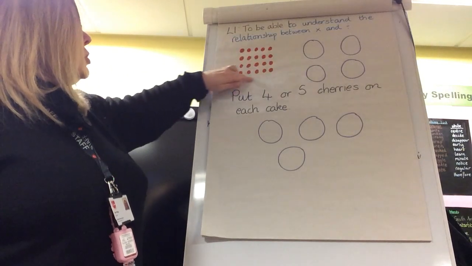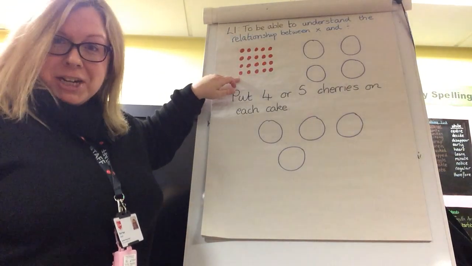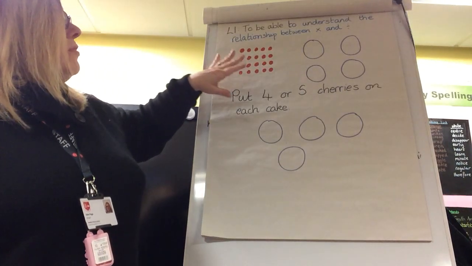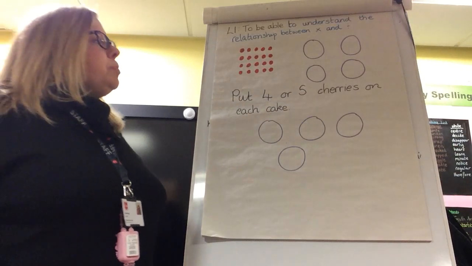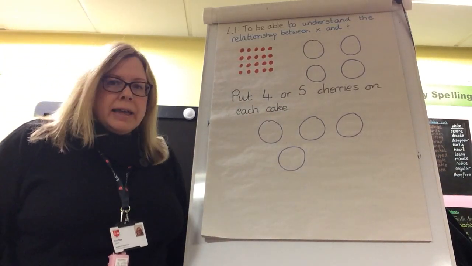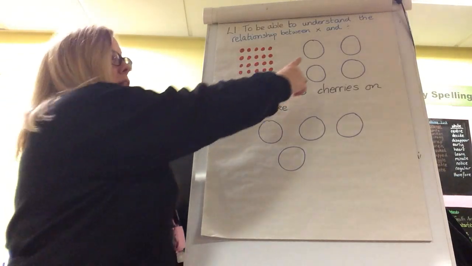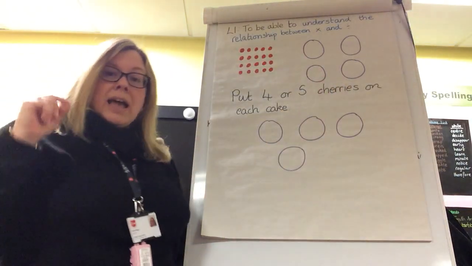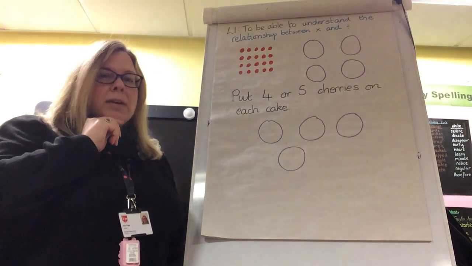I have got 20 cherries, okay? Not red noses, they are cherries. And I have got some cakes here, okay? Now I want you to put 4 or 5 cherries on each cake. So draw out the 4 cakes that I have got here and add 4 or 5 cherries to each cake. See what you come up with.